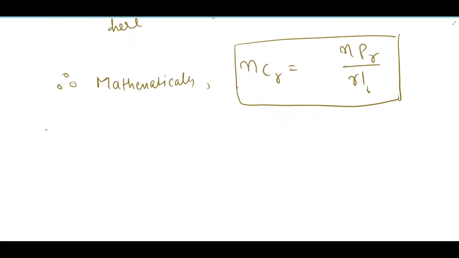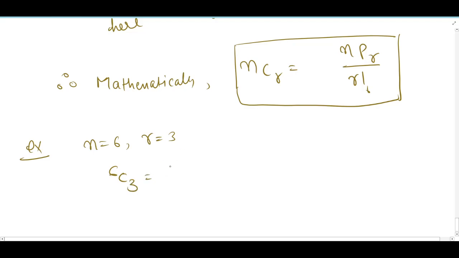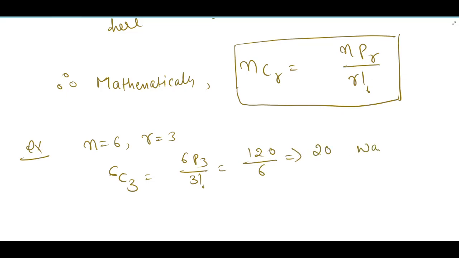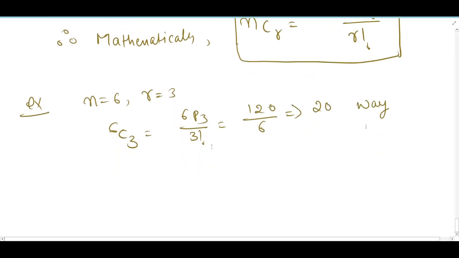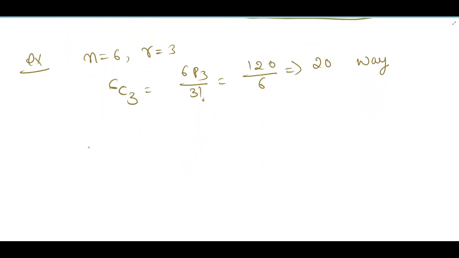So if we take the previous example, we have n equal to 6 and r equal to 3. If we find the combination of these n and r, then we get 6P3 divided by 3 factorial, which is 120 divided by 6, which is 20 ways. So we can see the number of ways drastically reduced from 120 ways to 20 ways.